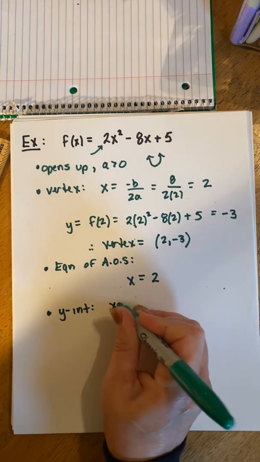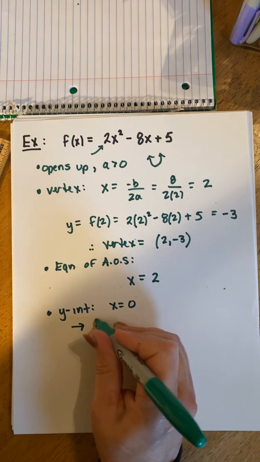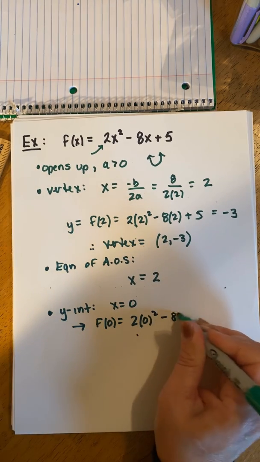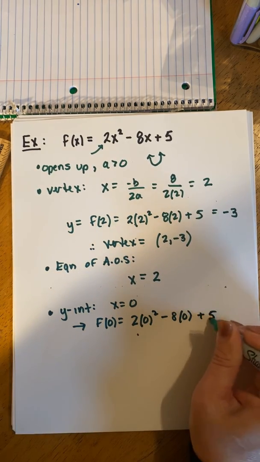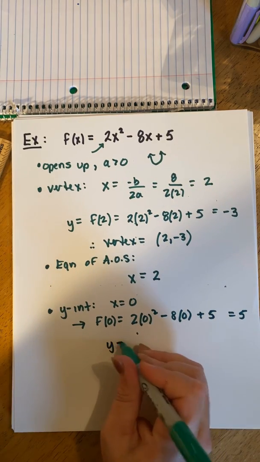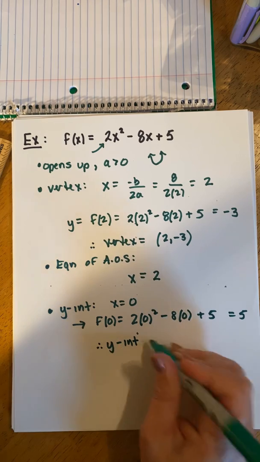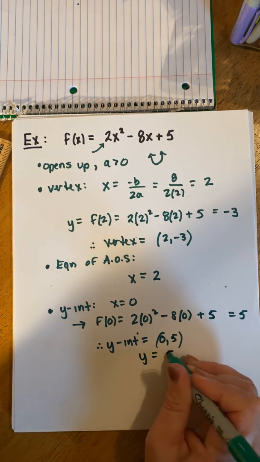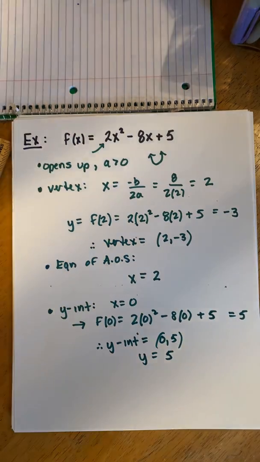Y-intercept, always one. Set x equal to 0, and if x is 0, we get 2 times 0 squared minus 8 times 0 plus 5. So as always, the first two terms cancel out, we just get 5. So therefore, the y-intercept is equal to (0, 5), or just simply y equals 5. All right, let's plot these guys.